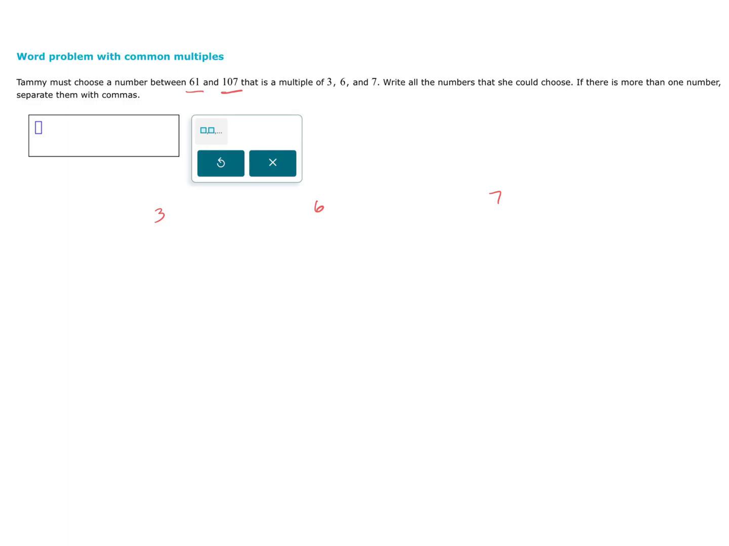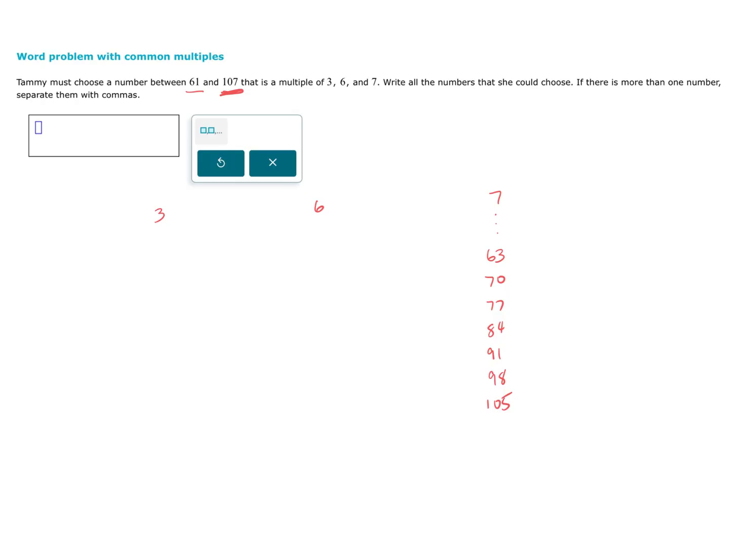and 107. Now, I could start with 7 and start skip counting, 7 and 14 and 21 and so on, but I don't care about anything that's less than 61, so I just need to start somewhere above 61. 7 times 9 is 63, so I'm just going to go dot, dot, dot, and put 63, and then go from there. 7 times 8 is 56, so that would be too small. So now I'm just going to skip count by 7s. 91, 98, 105, and anything else is going to be bigger than 107, so I can go ahead and stop there.